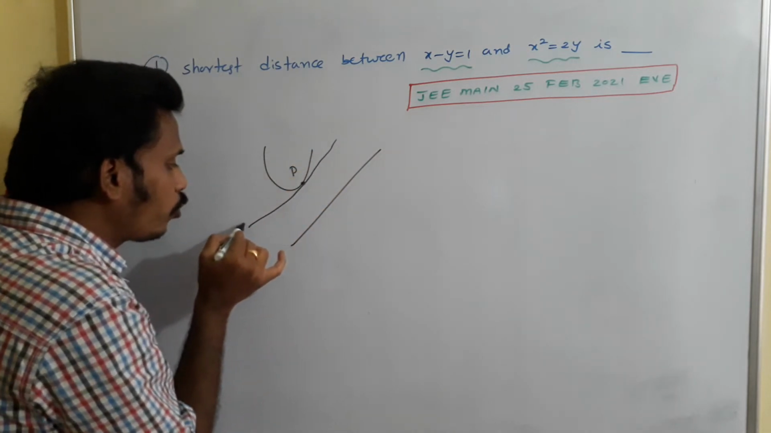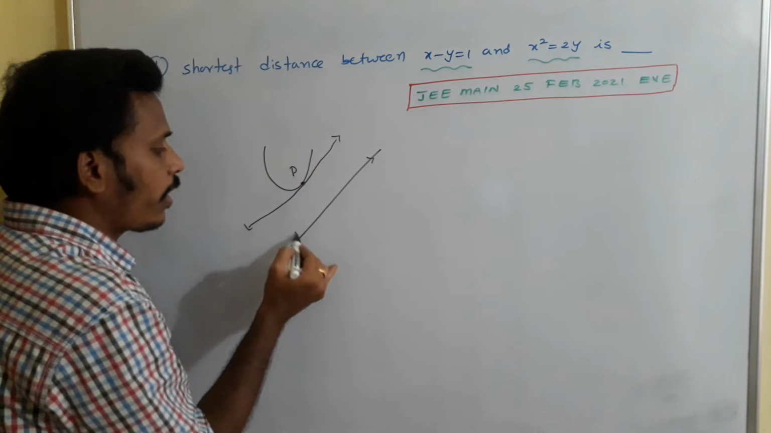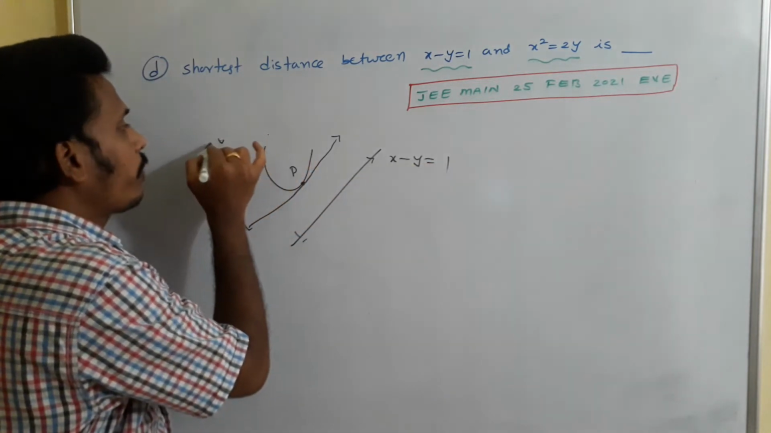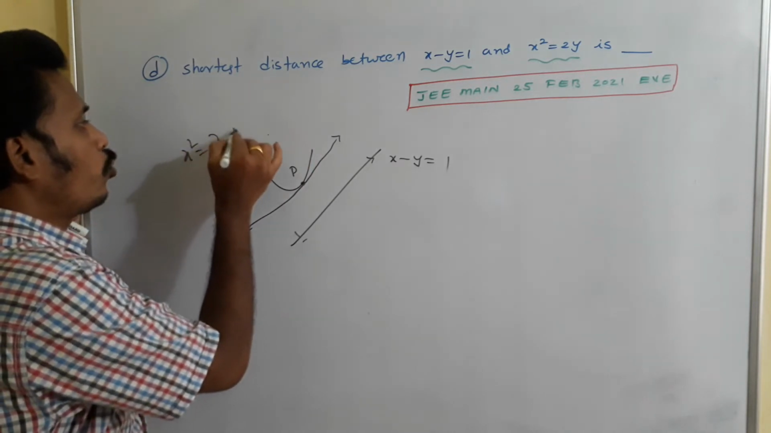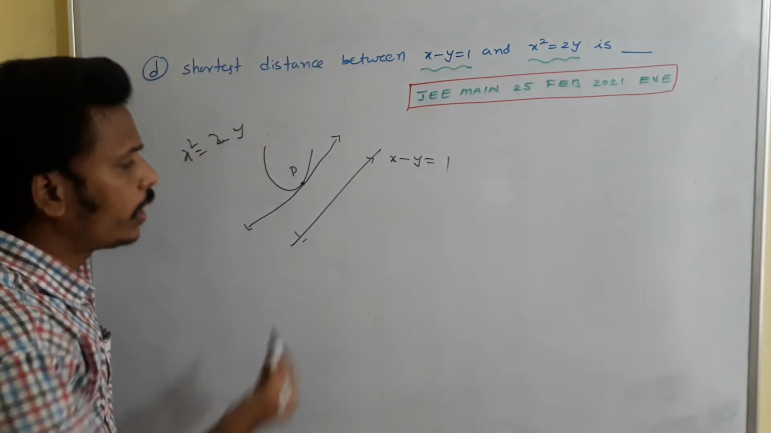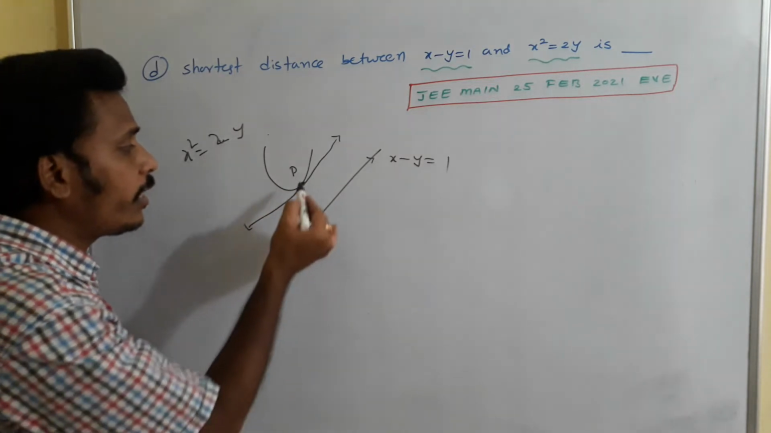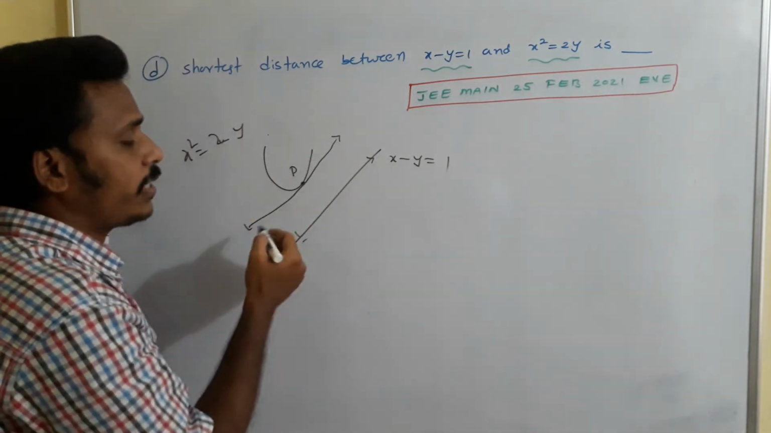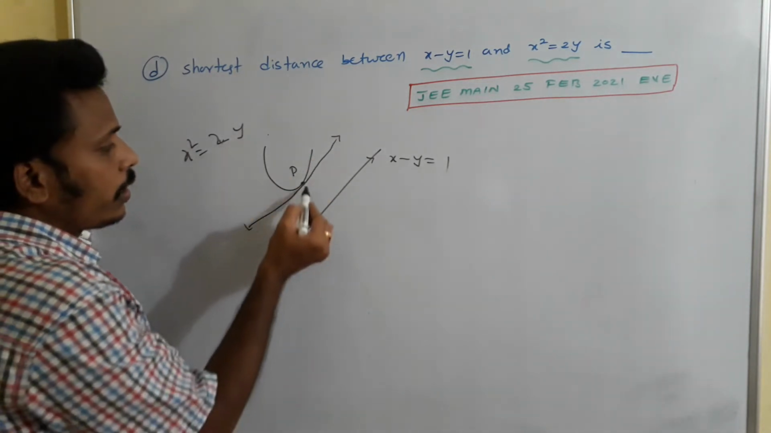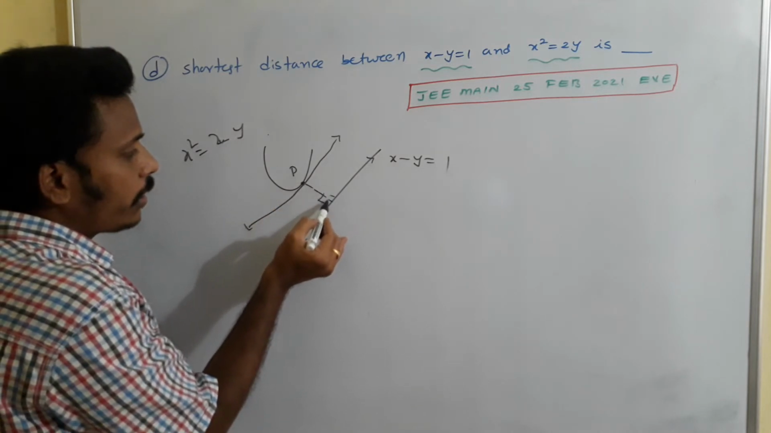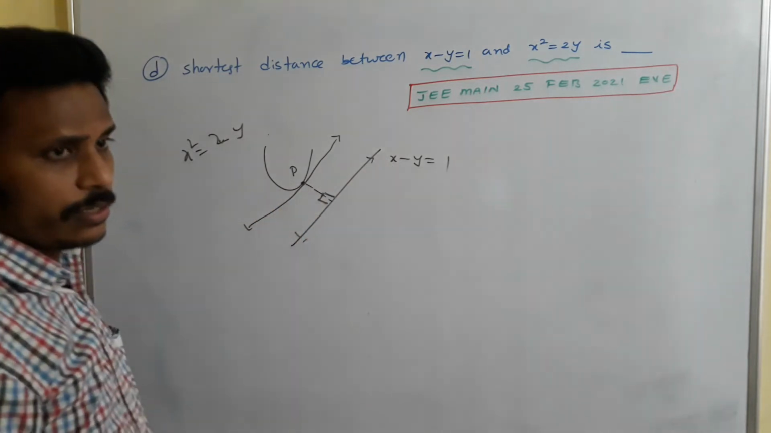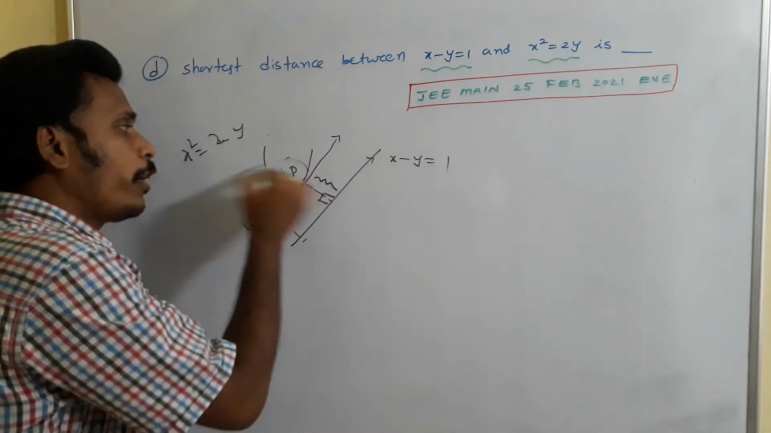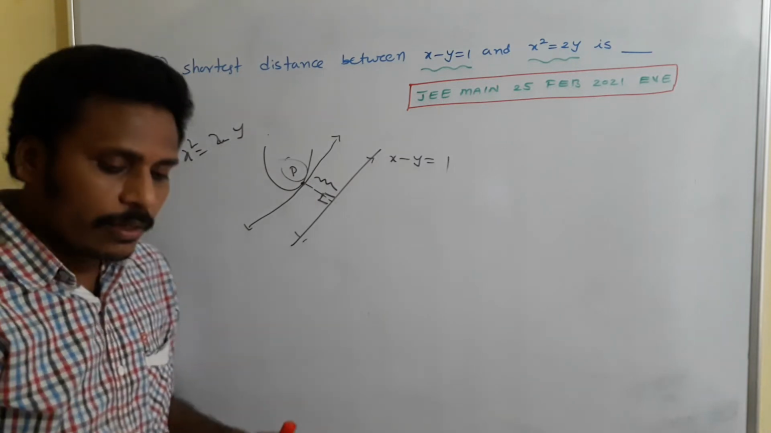For that, we need to think about a parallel tangent for the given line. If this is the given line, x minus y is equal to 1, and this is the curve, x square is equal to 2y, what we need to do? Take a general point P on the curve. At that point, since we are trying to sketch the normal, it is enough to think about the common parallel tangent. Then this distance is simply the shortest distance. To find this shortest distance, initially we need the point P. If you identify point P, then that's enough.